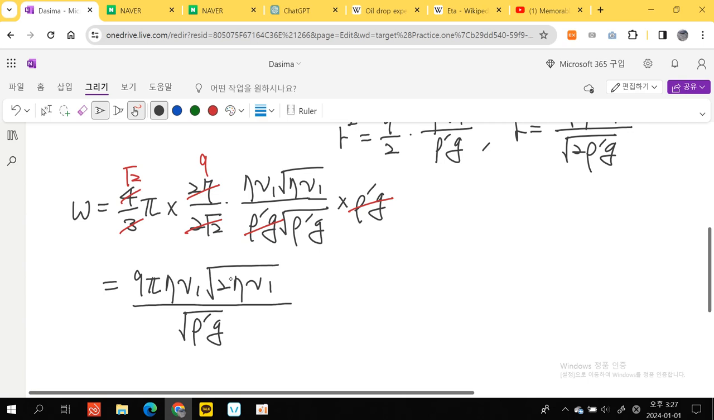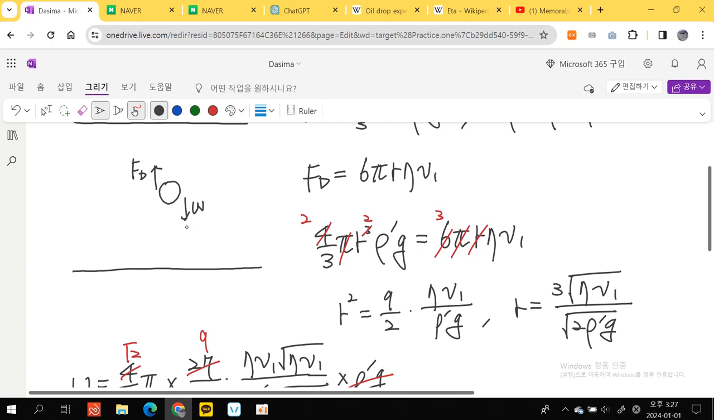One good thing about this is that we don't have to measure the radius of each droplet to find the weight of the drop. If we would measure each radius, it would be tedious and inaccurate.